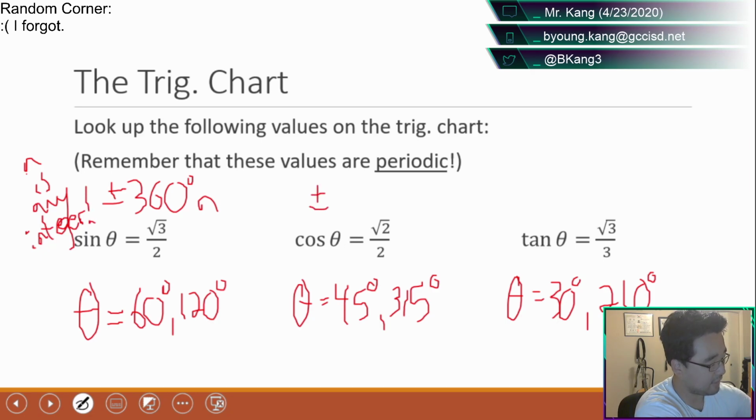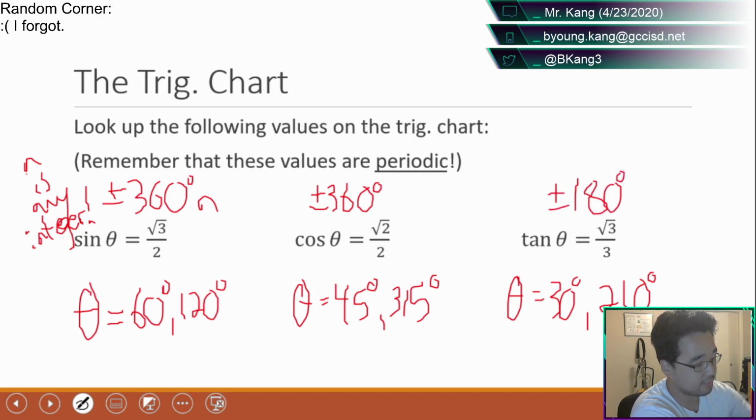Cosine, I could add or subtract 360 over and over and over again. Tangent, I could add or subtract 180 over and over and over again to any of these answers, because remember, the period of tangent is 180. Oh, I should write the little n's. So just keep that in mind as we get all of the answers from 0 to 360. Okay, let's go.